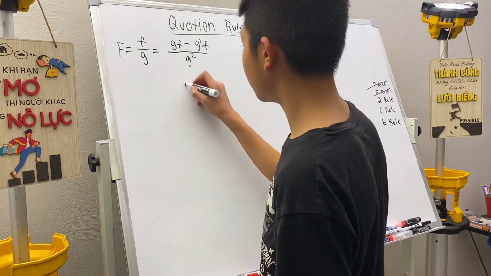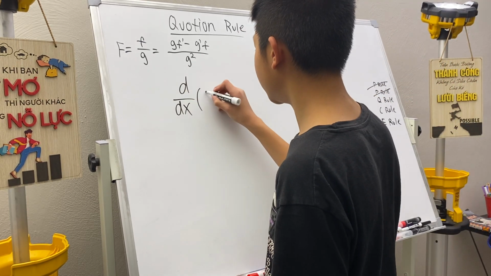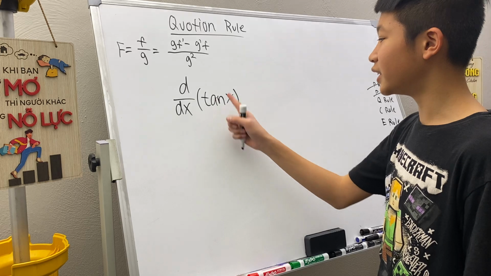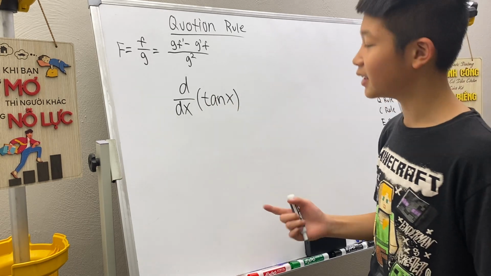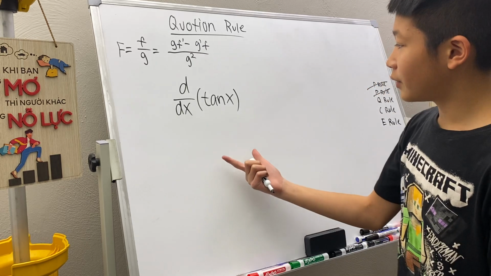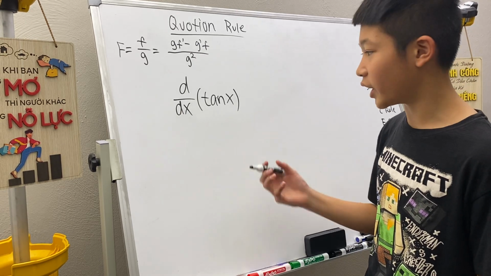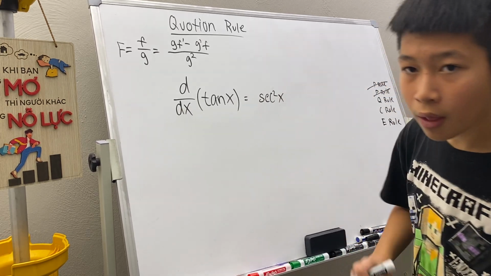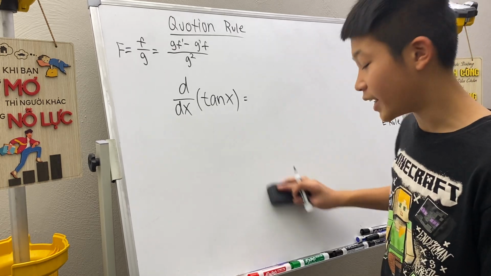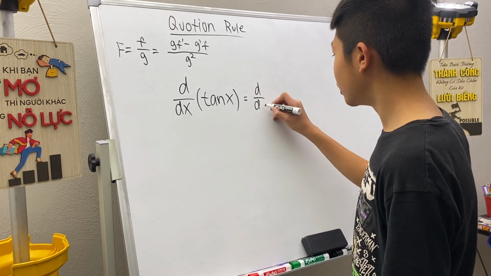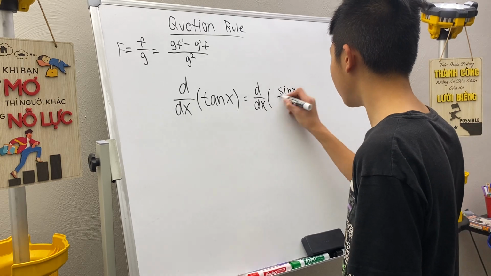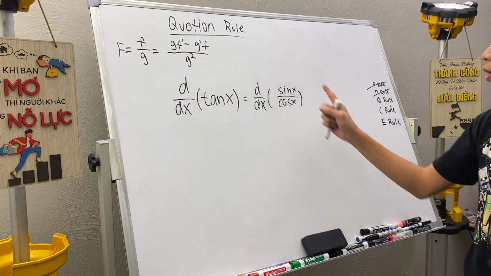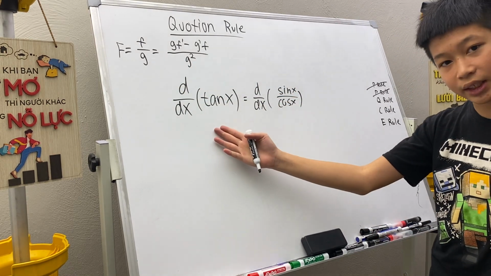Next one. Derivative of tangent x. But this is not the quotient rule, right? This is F, but over G. Where's G? 1? No. Let me tell you the answer. This is equal to secant square x. But if you know your identity, this is the same thing as what? By the trig identity, sine x over cosine x is the same thing as tangent x.